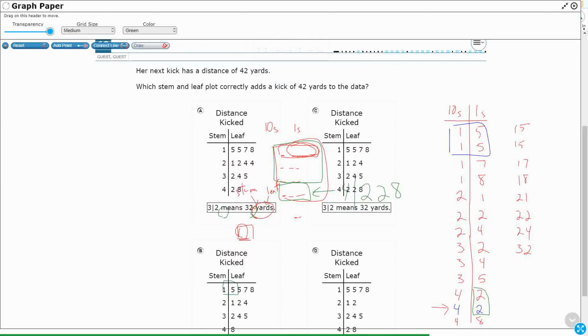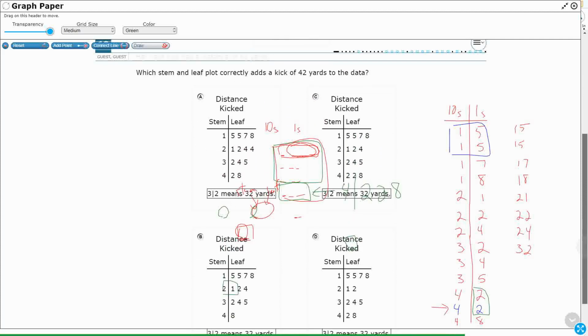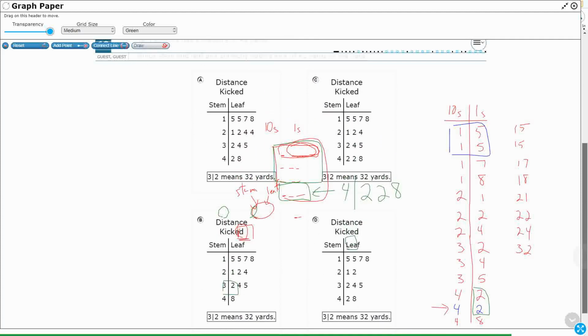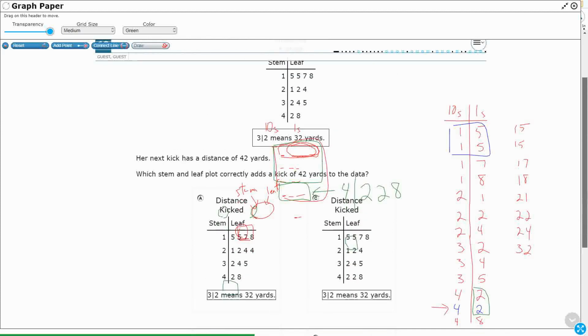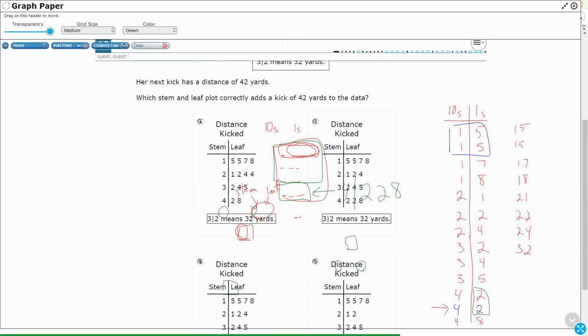Look at C right here. Let's see if we can see it. Look at that. It has two 42s. That's exactly what I was looking for. So C looks pretty good. And then we only have one 42 in D. What did they do in D? Well, in D, they took off that 24. They flipped it, thinking that might be right. So it looks like C is going to be our answer.